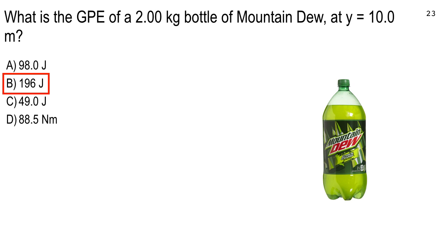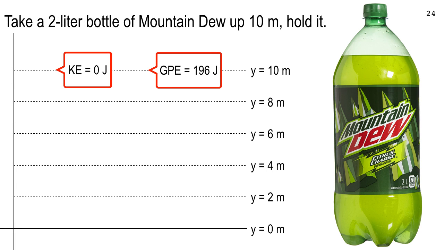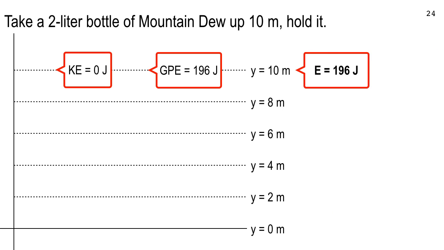All right, most of you guys got it. 196. So let's go back to our table and fill that one in. Now at the top, you're 10 meters up, your buddy's going to catch it. You're holding on to it, so no kinetic energy. It's all potential, 196 joules. What that tells you is your total energy is 196.